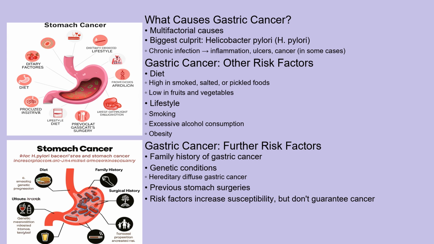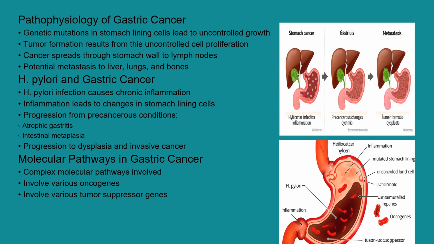Certain genetic conditions, such as hereditary diffuse gastric cancer, and previous stomach surgeries can also contribute to the development of this disease. It's important to remember that having these risk factors doesn't guarantee you will develop gastric cancer, but it does increase your susceptibility. Let's delve into the pathophysiology, or how gastric cancer develops.